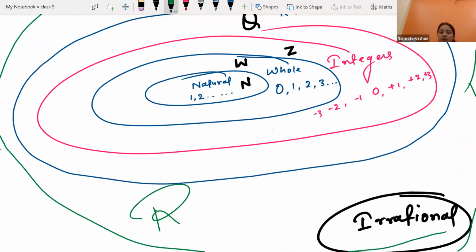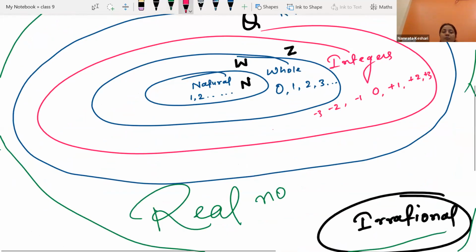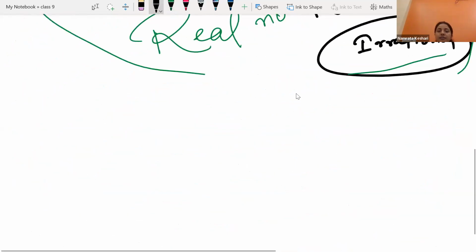Okay, that is called real number. So are you understanding what is real number? Everything. We represent real number by capital R. Is it clear so far? Yes, ma'am. Okay, now let's discuss which type of numbers are irrational number.